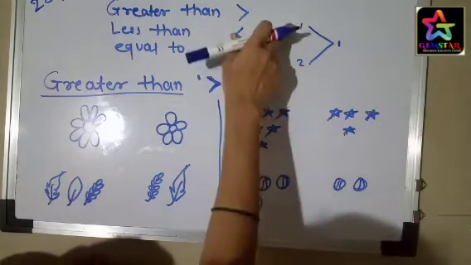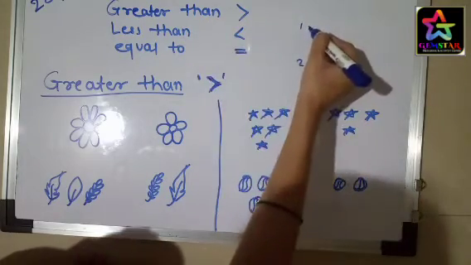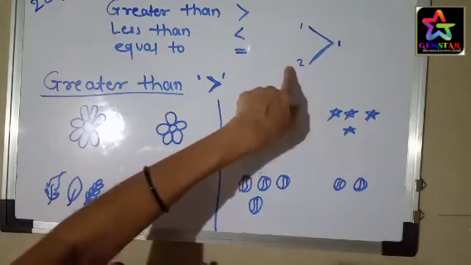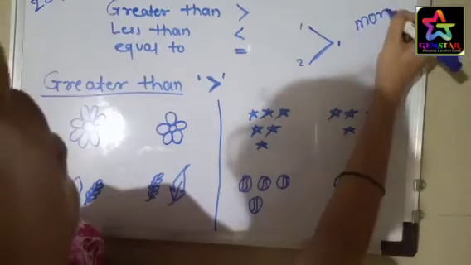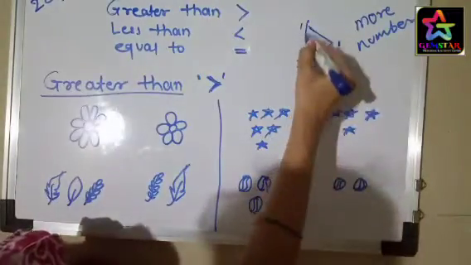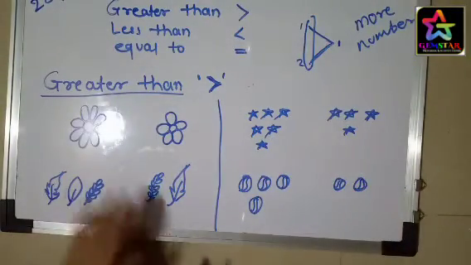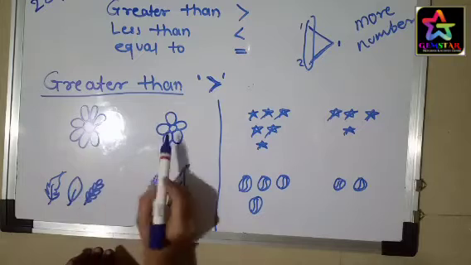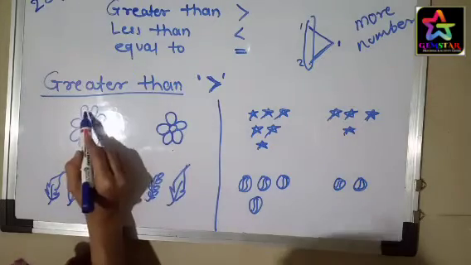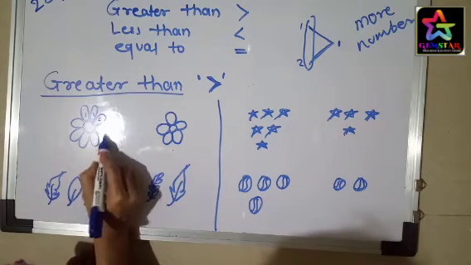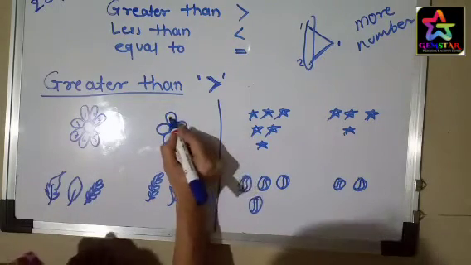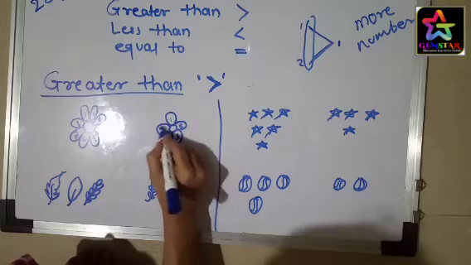Consider this symbol. Whenever the side contains the more number of things, more number of things, you will point this sign. For example, there are flowers on both sides, but here are 1, 2, 3, 4, 5, 6, 7, 8 petals, and here is 1, 2, 3, 4, 5 petals.